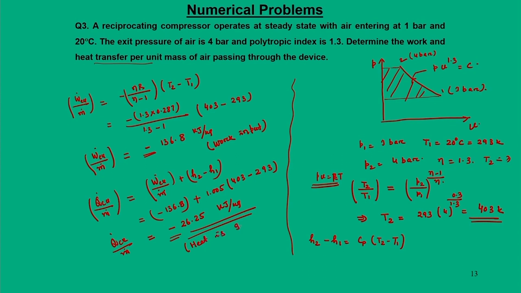So, this negative term means heat is generated, and it is coming out. So, by virtue of this, the air temperature increases.